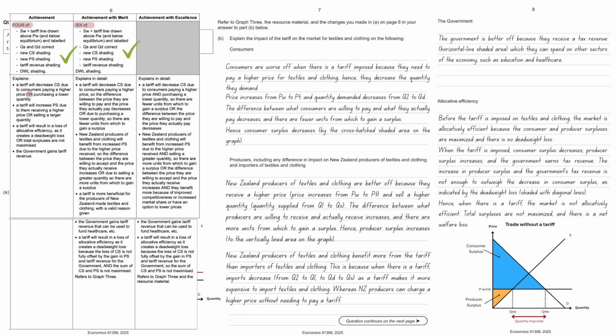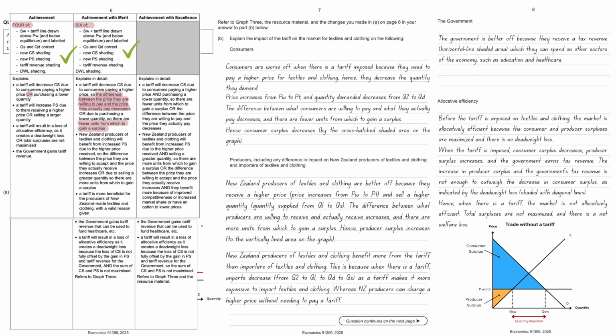So basically, to get achieved, you just have to say the right thing. Is there an increase or is there a decrease? And give one reason. To get merit, you need to add in a bit more detail. So for consumers who pay a tariff, it will decrease their consumer surplus due to consumers paying a higher price. So the difference between the price that they are willing to pay and what they actually pay decreases.